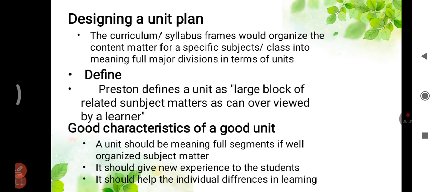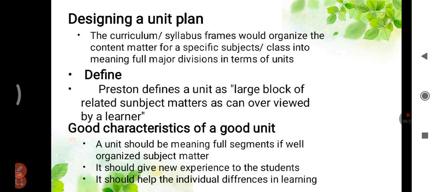Then the merits and demerits of designing the unit plan. Before we discuss the lesson plan, the next heading is the unit plan. What is designing the unit plan? The curriculum or syllabus should organize the content matter for a specific subject class into meaningful major divisions in terms of units. Define the unit: a large block of related subject matter that can be overviewed by the learner.